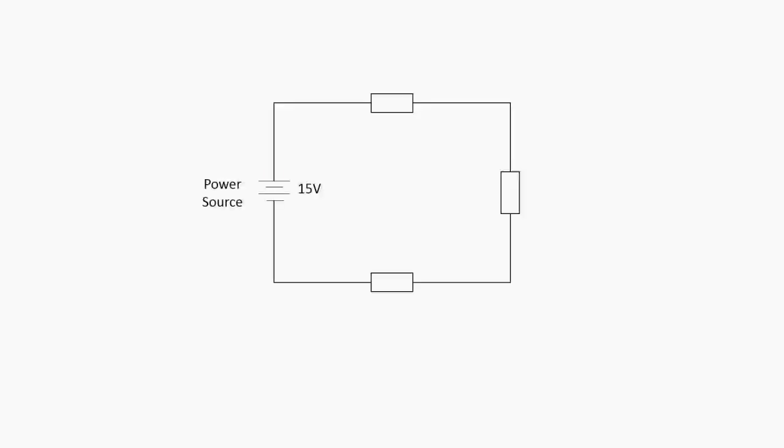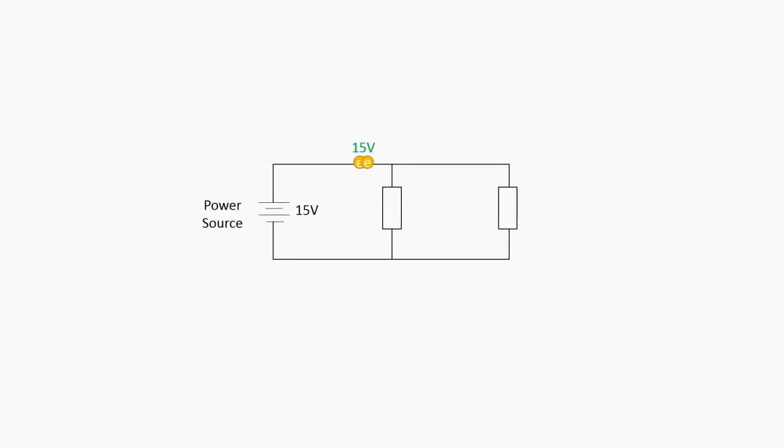The properties of voltage in a complete circuit are: one, it will be consumed when passing through a component. Two, it must be fully consumed when the circuit loops back to the source. And three, if it passes through a split, each separated path will have the same voltage.